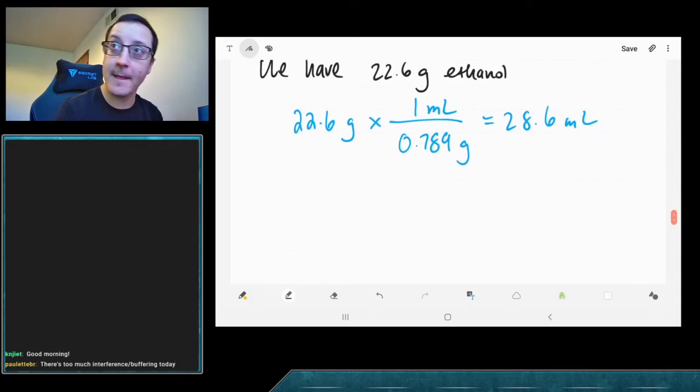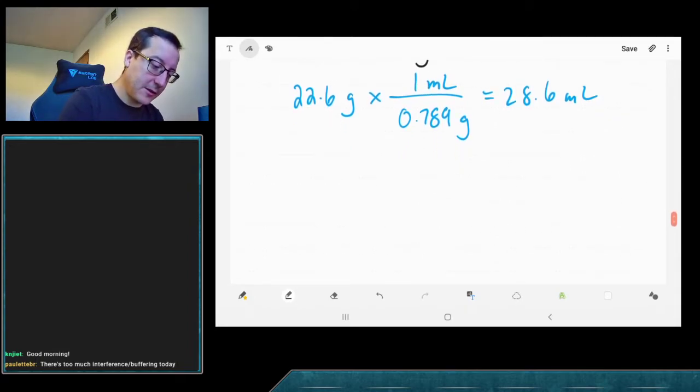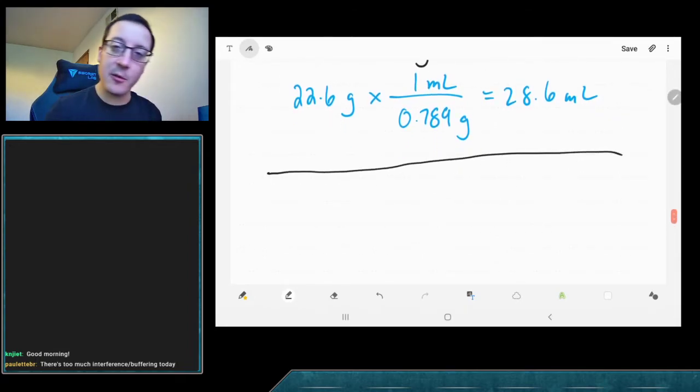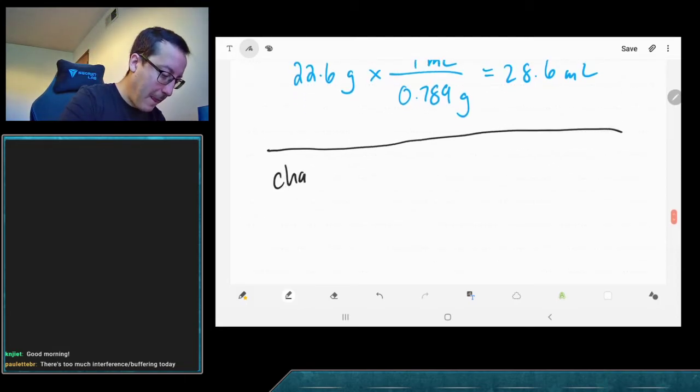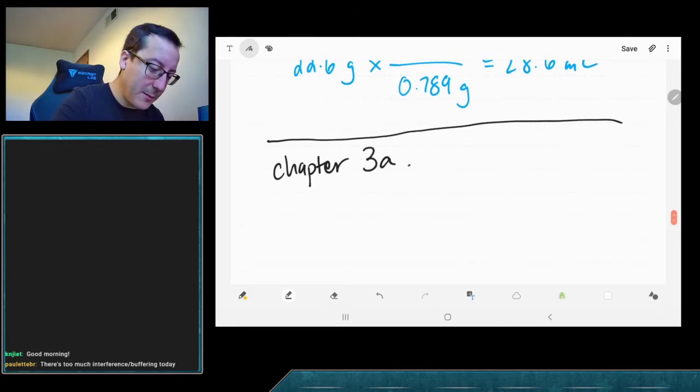Okay. So, not seeing any questions, so hooray, we are done with Chapter 2B. Our next one is Chapter 3A, which we are going to be talking about atoms.